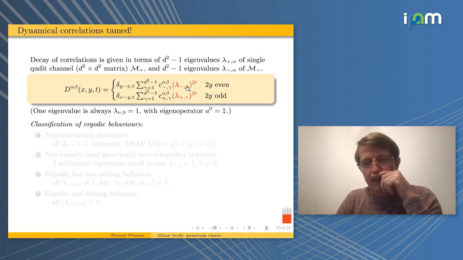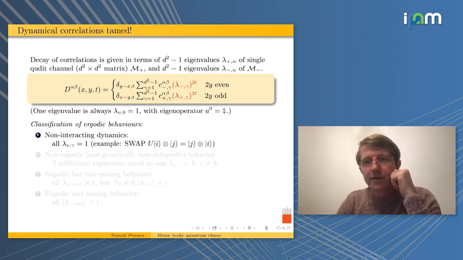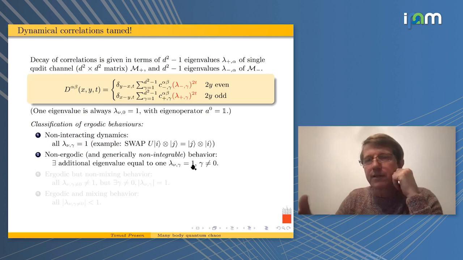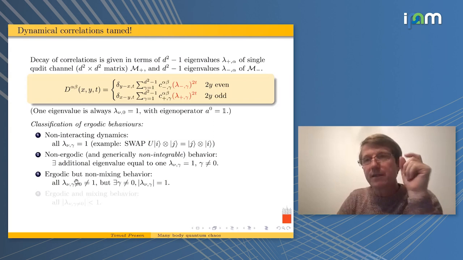And now you can see that just playing with these dual unitaries, you can get all possible kinds of dynamics. You get completely non-interacting dynamics, which is, for example, represented by swaps. Swap is just, nothing decays. All eigenvalues are equal to one. Then you can get non-ergodic dynamics, but in general non-integrable, when at least one additional eigenvalue is equal to one, which means the corresponding traceless operator doesn't decay. Or you could get, for example, quasi-time crystal behavior, where there is an eigenvalue which is not one, but it's on the unit circle. This means that the corresponding mode oscillates indefinitely in time.